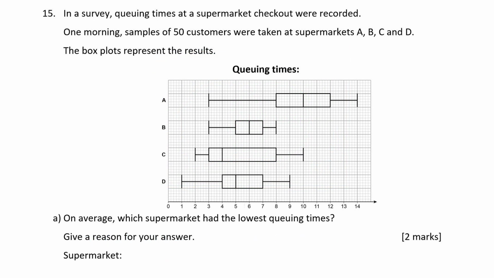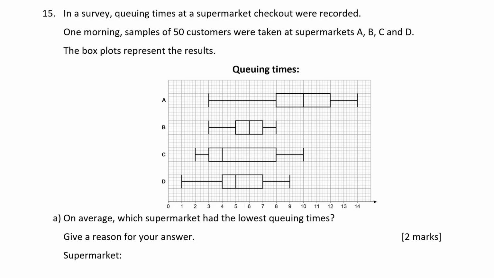Question 15. In a survey, queuing times at supermarket checkouts were recorded. One morning, samples of 50 customers were taken at supermarkets A, B, C, and D, and the box plots representing the results are shown here. So these are a measurement of queuing times then. Okay, and we've got the 4 different shops, A, B, C, and D, and each of the shops has its own box plot showing the quartiles and the highest and lowest values and the median.